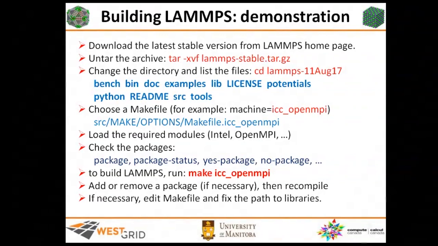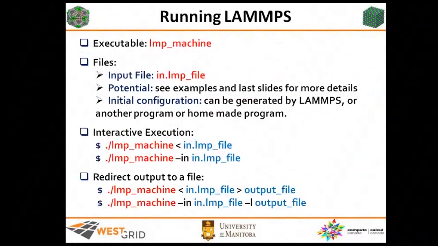So to build, I just have to type make icc_openmpi. It will start to compile. If there was no problem, at the end I will get the executable. This will take a few minutes. I can go back to my slides. So this is just how to build.